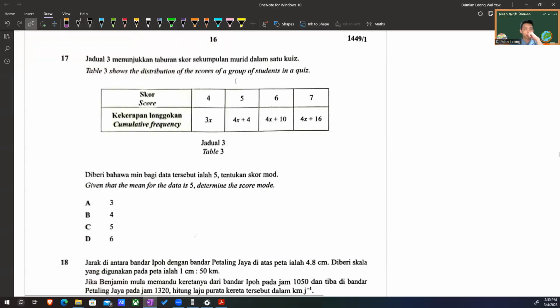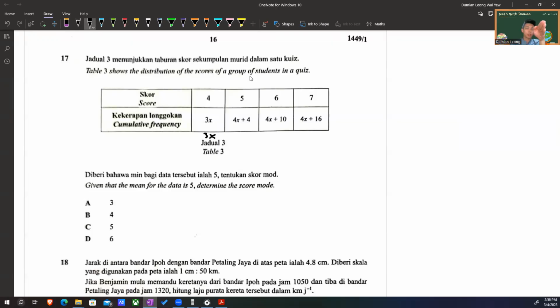Look at question 17. The mean for the data is 5. Determine the score mode. So, the mode. Okay, the mean is 5, which means I can consider the frequency from there. So these are cumulative frequencies, not the frequency. But the cumulative frequency here is 3x.